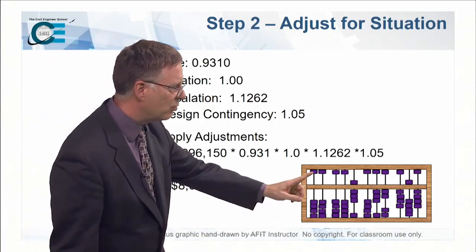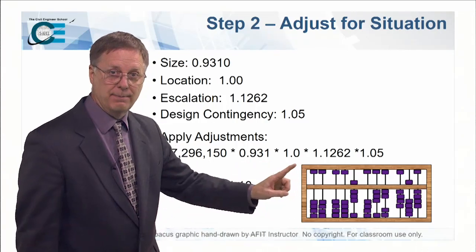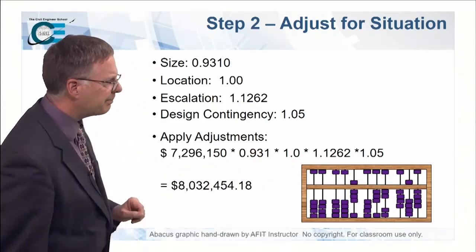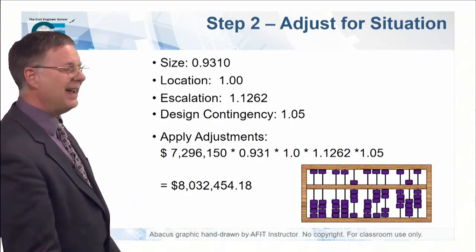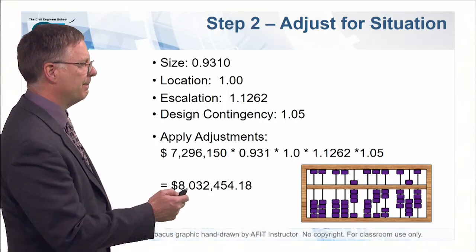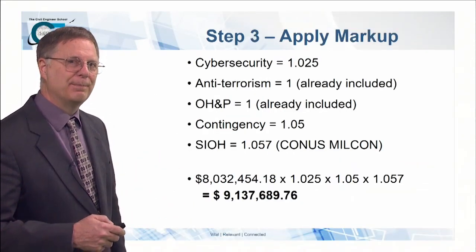Multiply all those guys across, and by the way, remember, these things all multiply. Almost every one of your adjustments and markups multiply. And we come up with a new price of $8,032,454. Now that's your adjustment. That's your step 2.